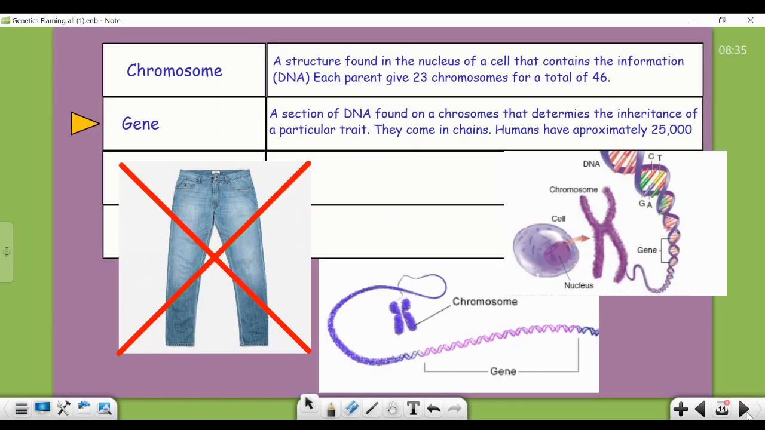Your next word is a gene, not genes like blue jeans, a gene like this. So a gene is a section of DNA found on the chromosome that determines the inherited traits that you have received. They come in chains. So you can see here's my chromosome, here's that little X shape. And if we unwrap that chromosome, that's where the genes are.